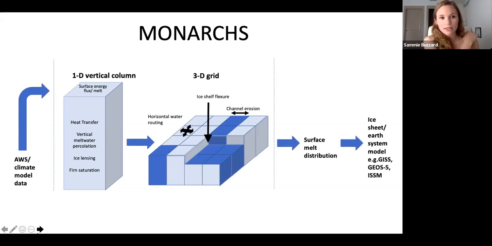So MONARCHS gives me the ability to provide a surface melt distribution for any ice shelf on Antarctica, but also, probably more excitingly, we can then look at how these ice shelves might behave in the future as well and think about which ones might be at risk of becoming unstable. It's also something that can be put in, either coupled with or as a parameterization, into larger ice sheet or Earth system models, which is something that I am looking into doing in the hopefully not too distant future.